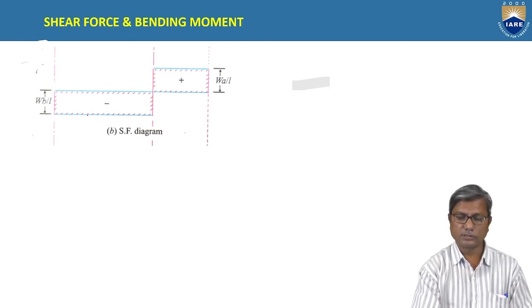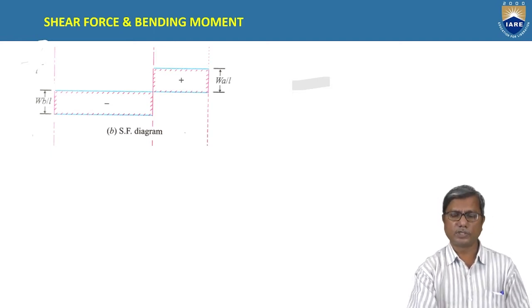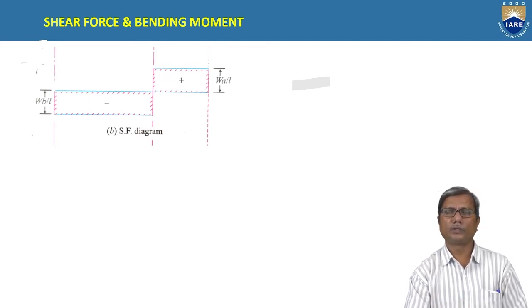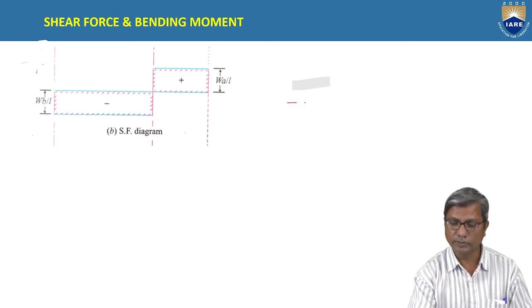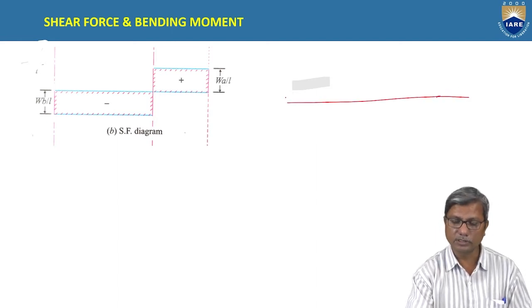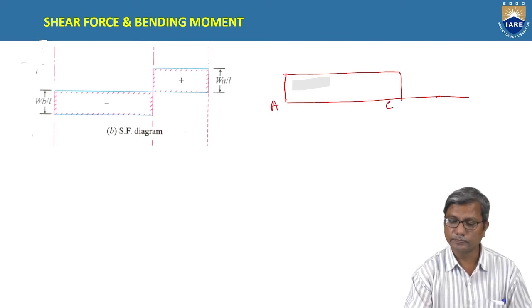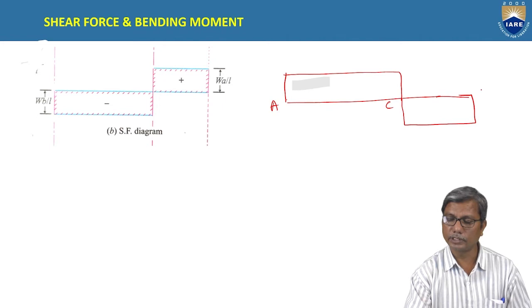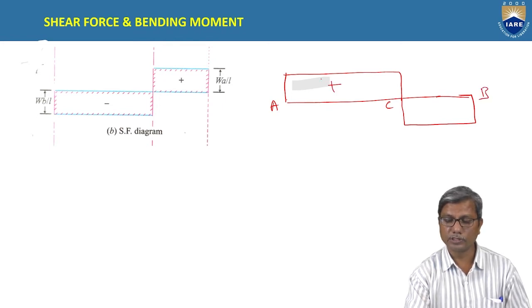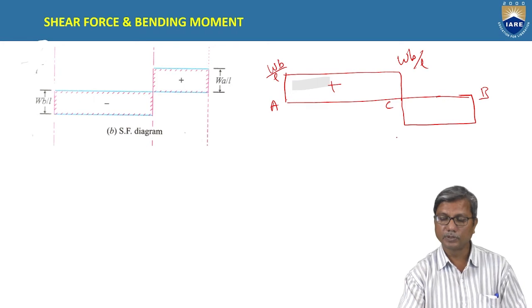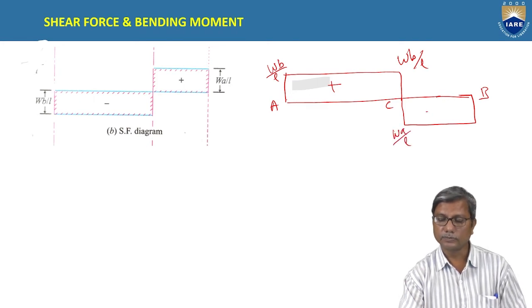Actually, the convention that is followed in this problem is opposite to what we have followed. According to our sign convention, the shear force diagram will be positive between AC and negative between CB. So this is positive shear force, which is WB by L, and here WA by L, negative.